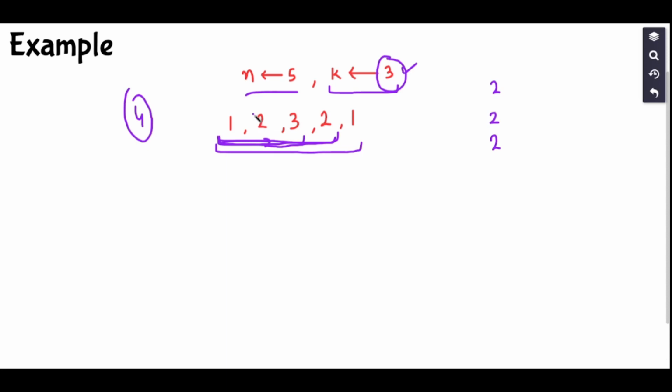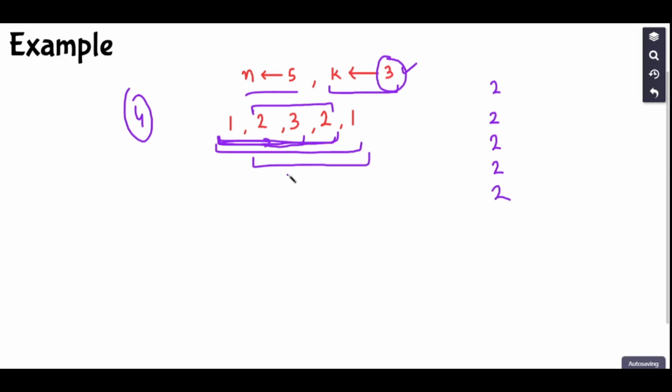Now let's start the subarray from the second element, and let's take this subarray. It starts from 2 and goes to 2. The median would be 2, because if we sort this array, we would get 2 2 3, and the middle element is 2. Let's take this array 2 3 2 1. Sort it: 1 2 2 3. The middle element would be 2.